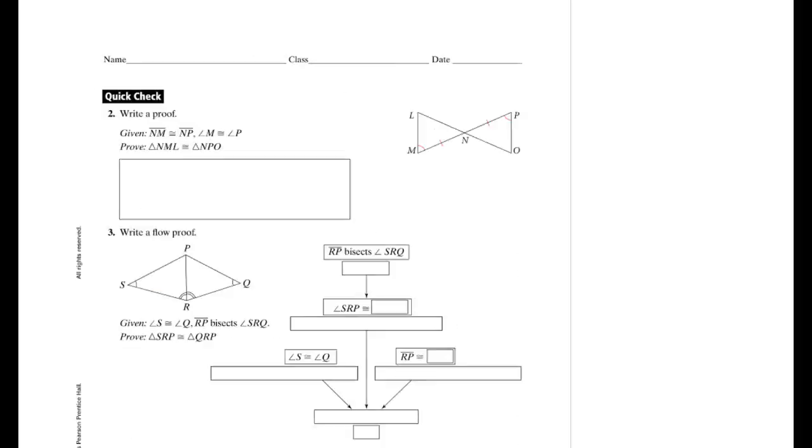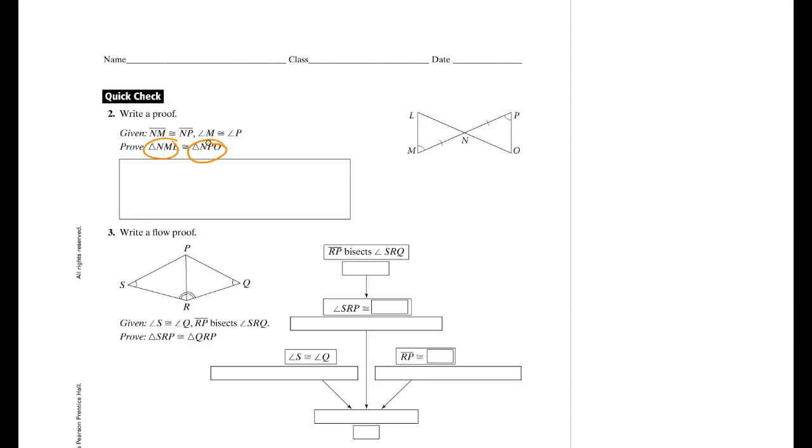Last page. Write the proof. Well, hey, we're going to do a two-column proof, and we're trying to sort of analyze this ahead of time to know what we're looking for. I need to prove that these two triangles are congruent.